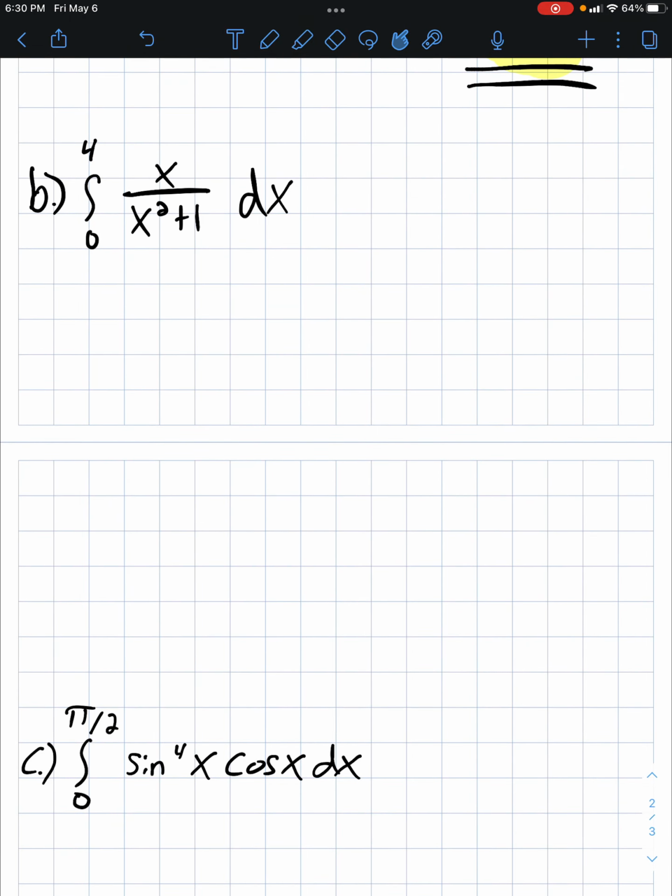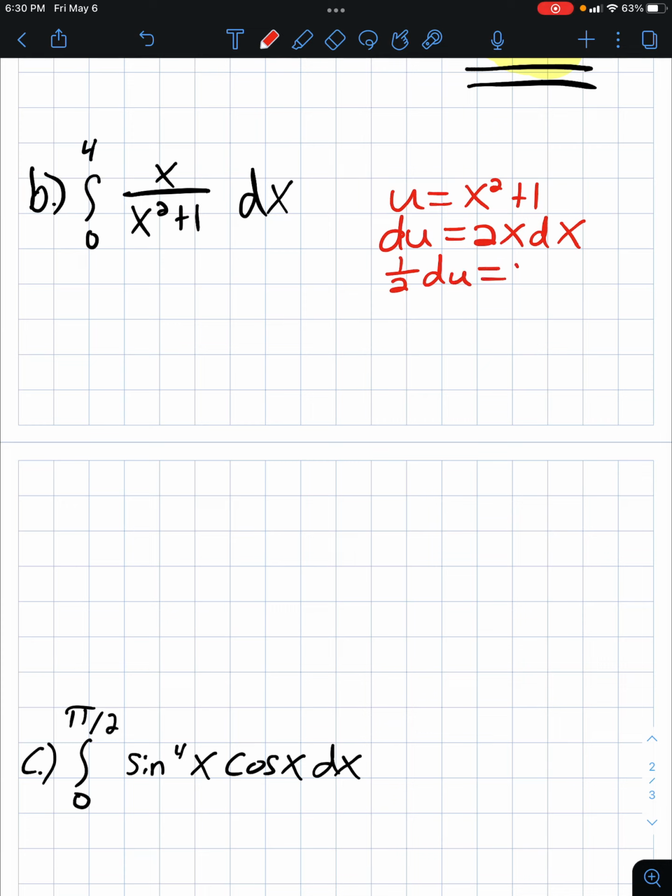Now in part B, we need to find our integral from 0 to 4 of x divided by x squared plus 1 dx. So what will be our u for part B? U will be equal to x squared plus 1. If we take a derivative of u, our du will be equal to 2x dx. Well, we have a constant, so we can take out a constant. So therefore, we will get 1/2 du is going to be equal to x dx.